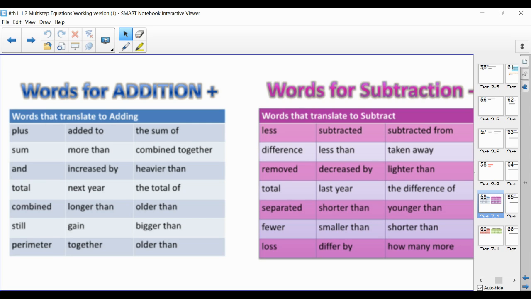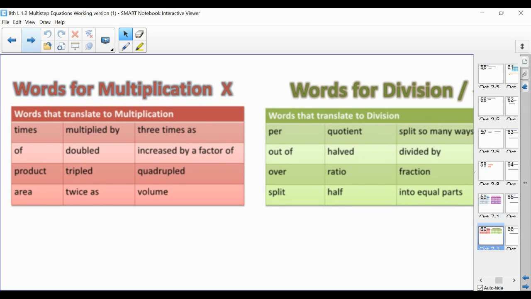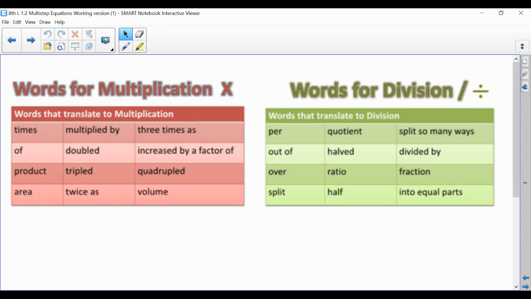In the slide deck, you saw the different word lists for the operations, right? So these were the words for addition and subtraction. And there's a lot of different ways you can say these operations, so it's important to get a sense of all of them. And then these were the words for multiplication and division. Not quite as many. Twice as, three times as, increased by a factor of are a little bit more difficult.